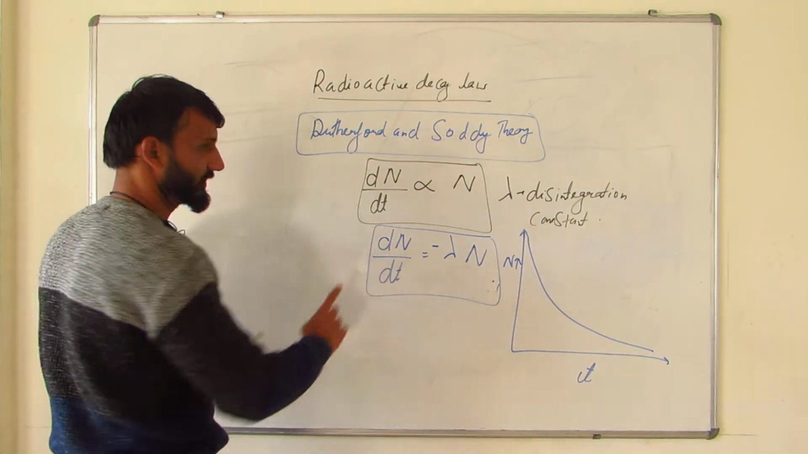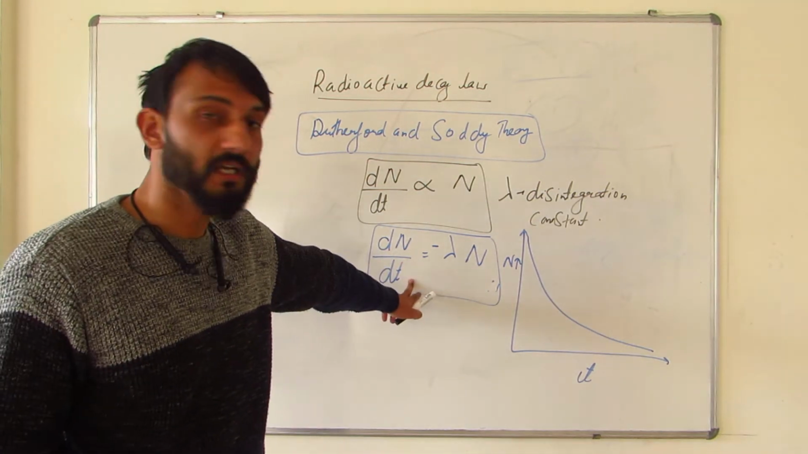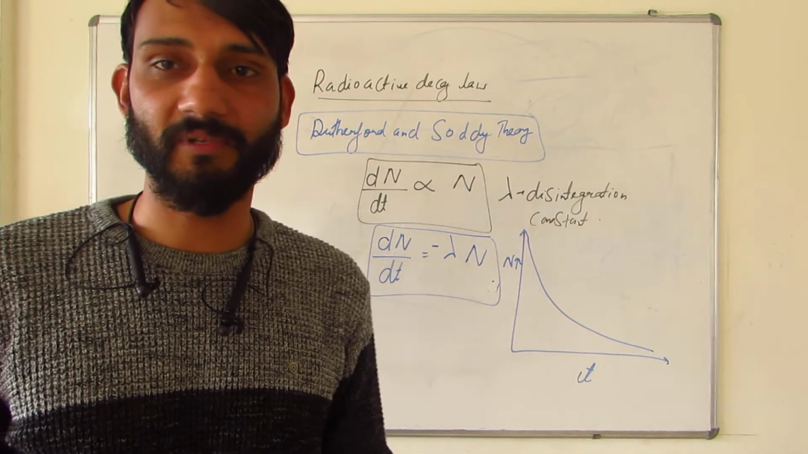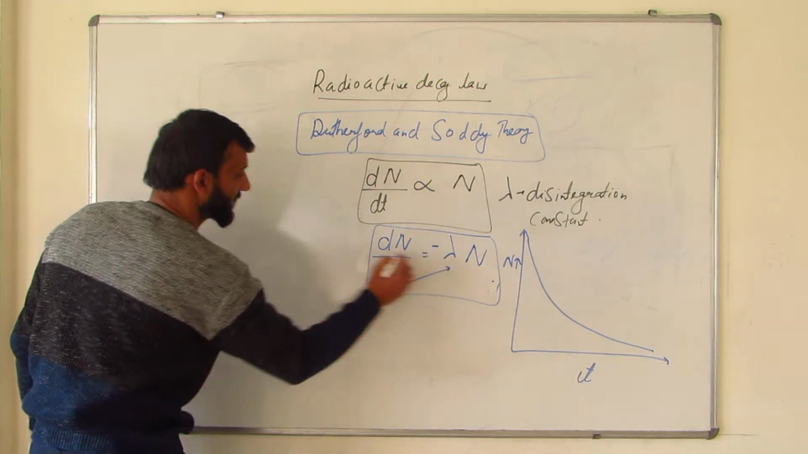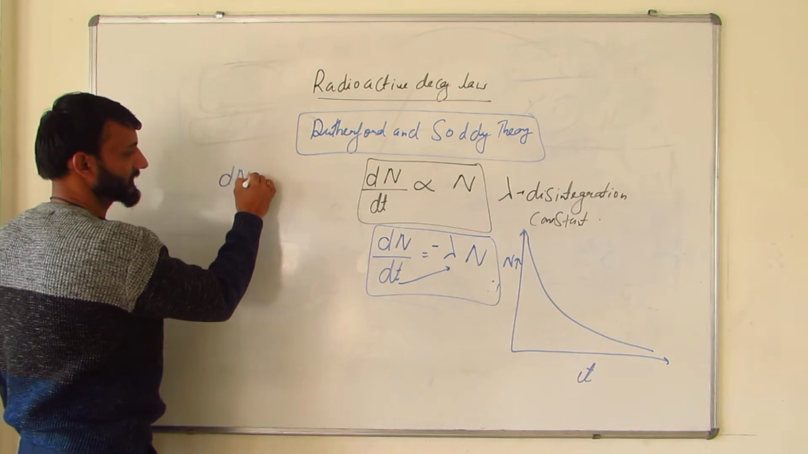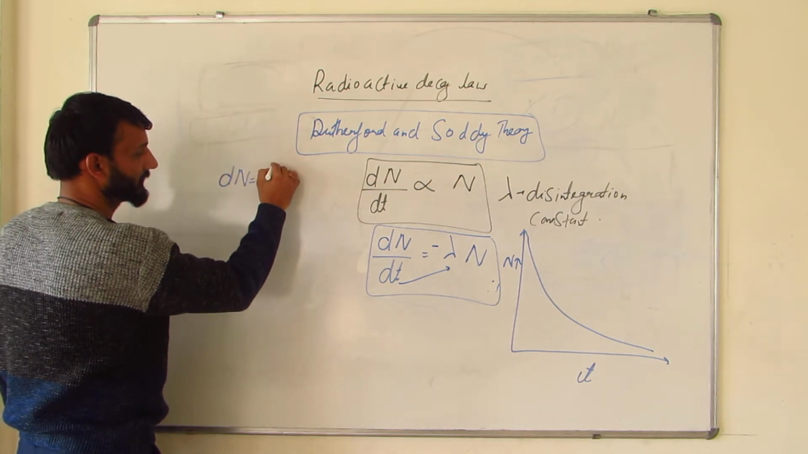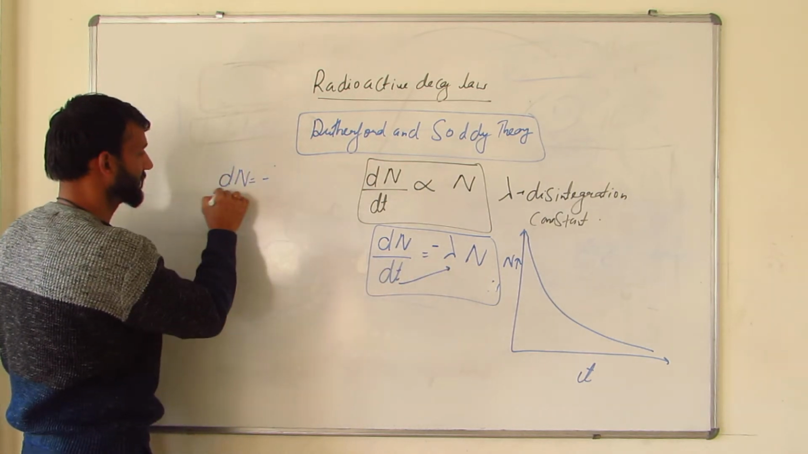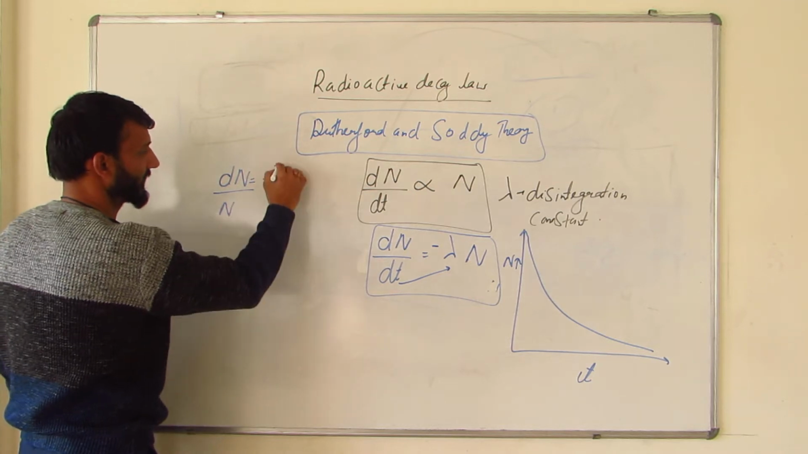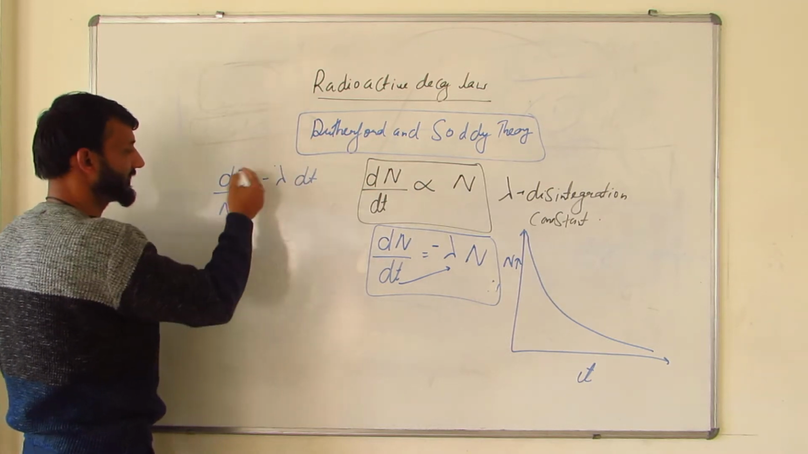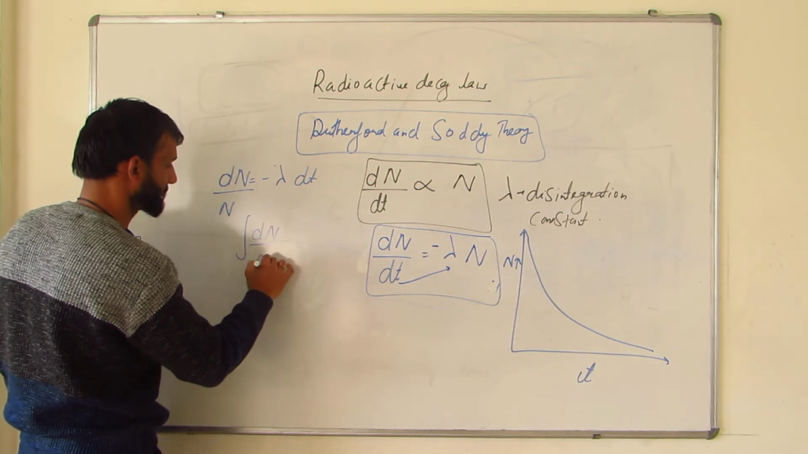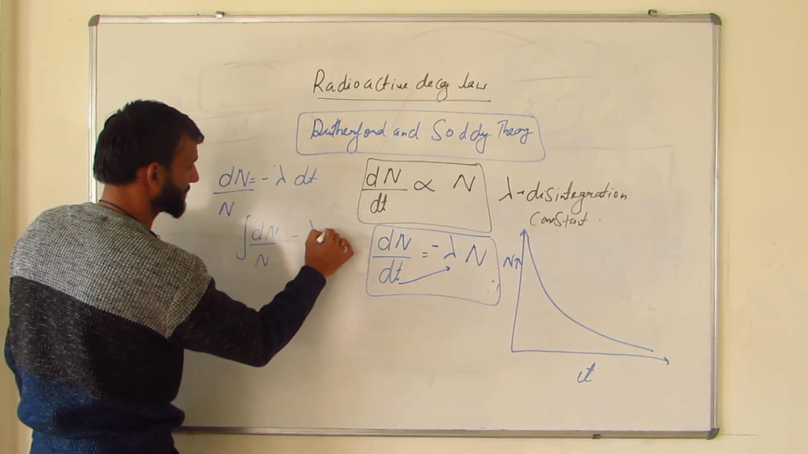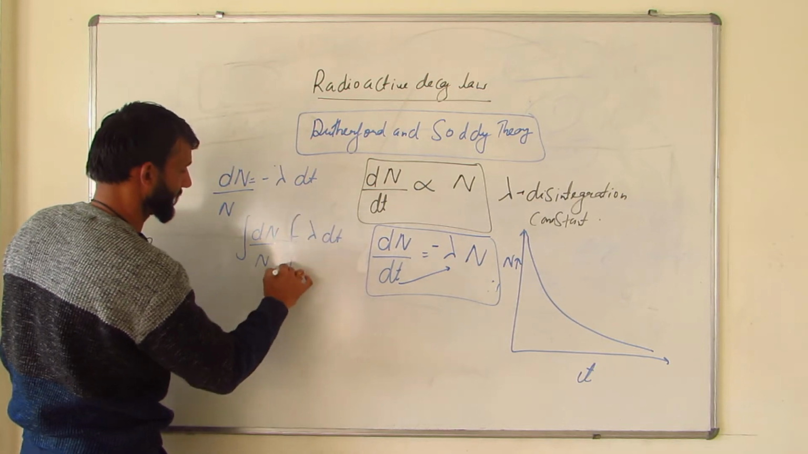Now one more relation I can derive from this relation, and this derivation is not in the syllabus, but I would like to do it for your reference. So dN is equal to minus lambda N dt, bringing N to the other side. I will integrate both sides: dN by N equals minus lambda dt.